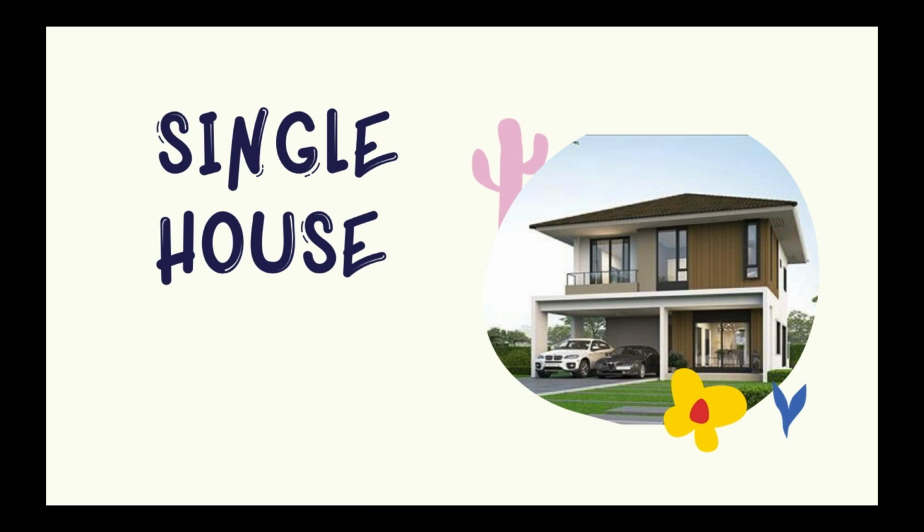Okay, you can see that in this environment, the house is standing alone. There is no other house near the house, right? Many other houses are far away from the house. So we call that single house. Do you live in a single house? Yes, I do. Or no, I don't. So we can also say Tom lives in a single house or John lives in a single house.